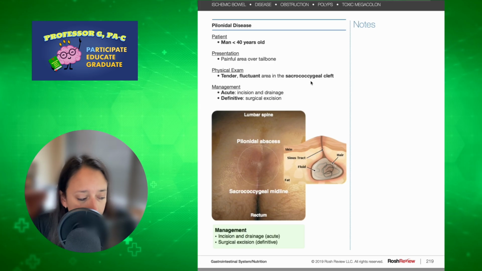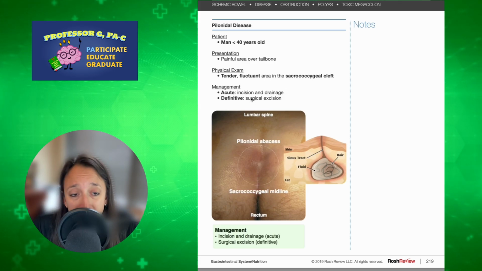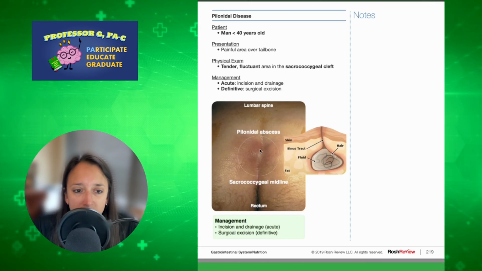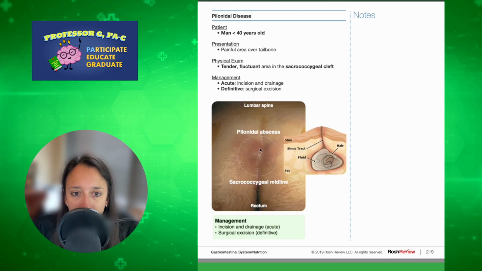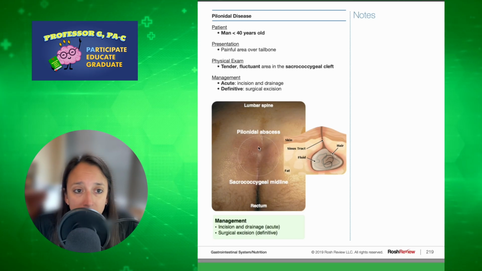or gluteal cleft. And management is going to be, if it's acute, if it's painful, if it's red, then we're going to treat it like an abscess. We're going to do incision and drainage, probably place the patient on antibiotics. And the definitive treatment for this is going to be surgical excision of that abnormal pocket.